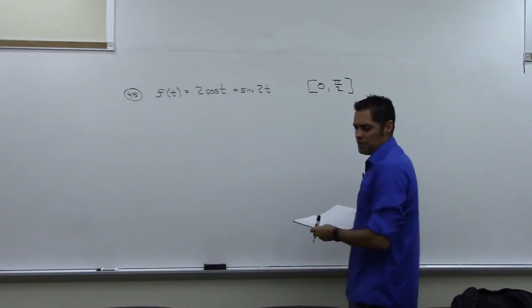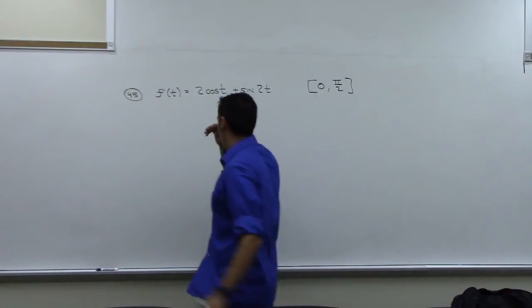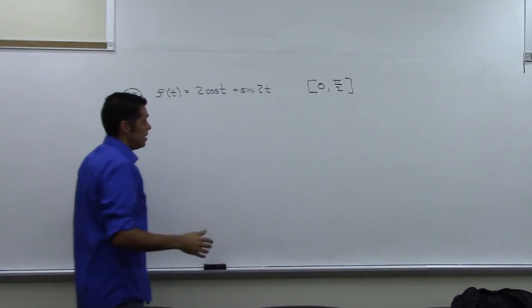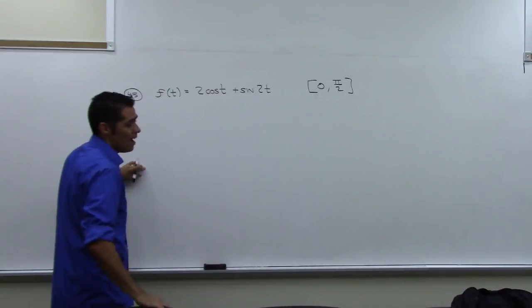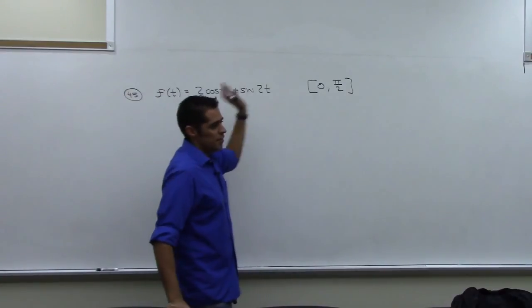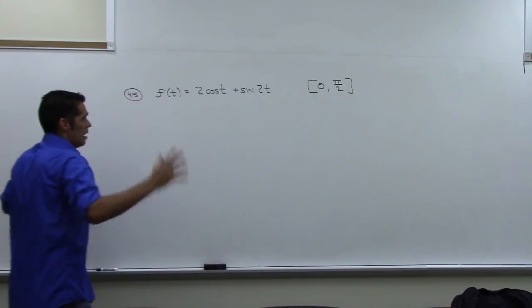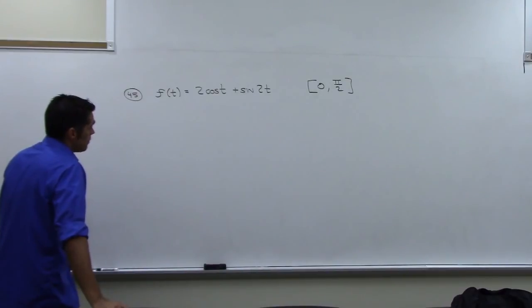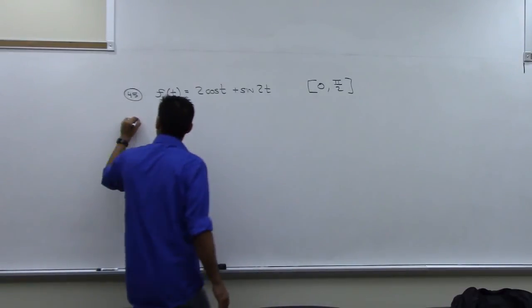All right, now is this a continuous function? Yes, of course. It's a cosine function and sine function put together through addition. So that is continuous everywhere. So that interval doesn't even matter. I've got continuity everywhere, so I'm good to go. I'm going to just take a derivative now.